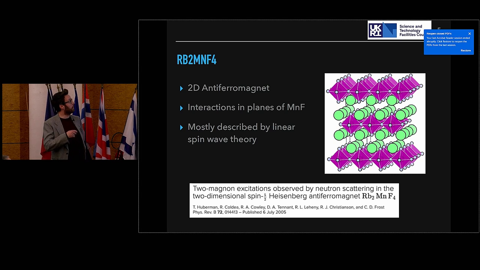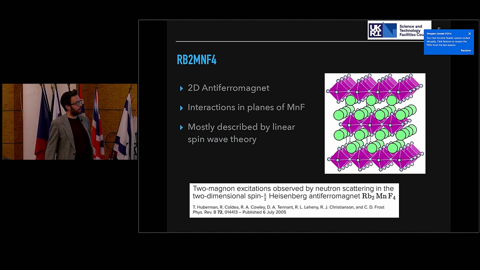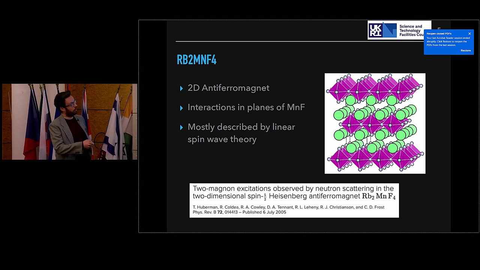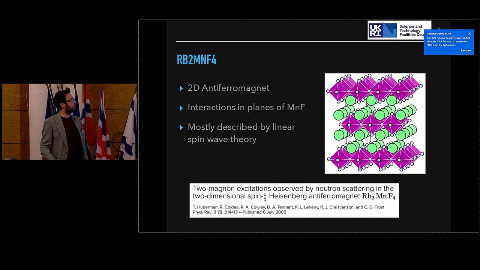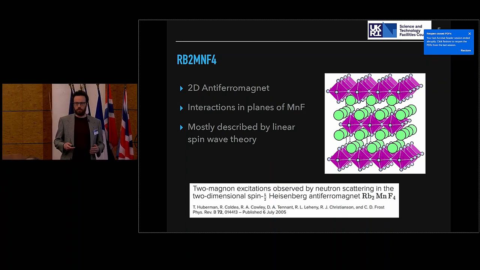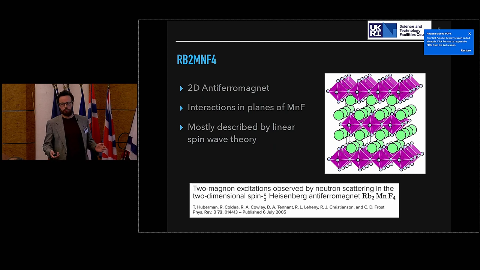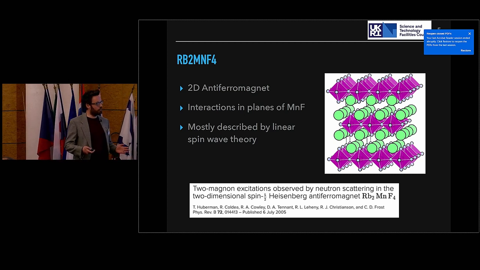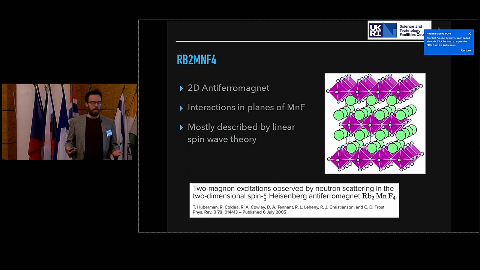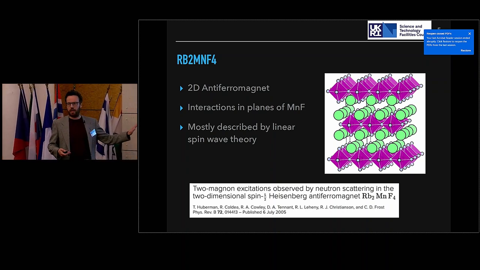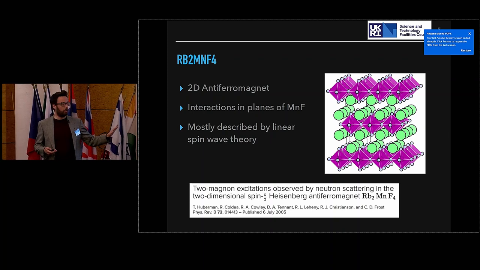It's a rubidium manganese fluoride. It's quite a nice system. You've basically got these 2D planes of magnetism within the material, which are well separated from each other, and most of the magnetism is well described by linear spin wave theory. So it's a nice system to look at just as a test and a proof of principle to see, can we actually do something here? And there's also plenty of experimental characterization around to compare to.